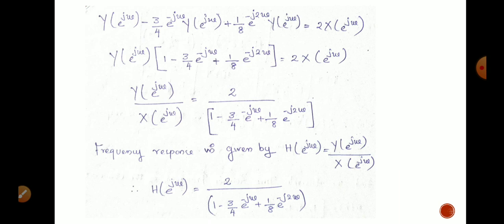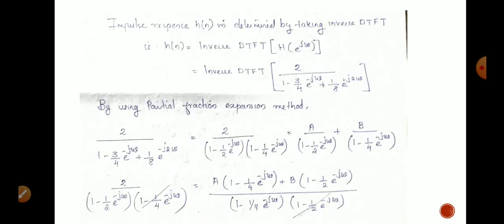To get this, we are rearranging this equation. Then we get 2 by 1 minus 3 by 4 e raised to minus j omega plus 1 by 8 e raised to minus j 2 omega. We know Y of e raised to j omega by X of e raised to j omega is the frequency response of the LTI system. So we can write H of e raised to j omega equal to 2 by 1 minus 3 by 4 e raised to minus j omega plus 1 by 8 e raised to minus j 2 omega.